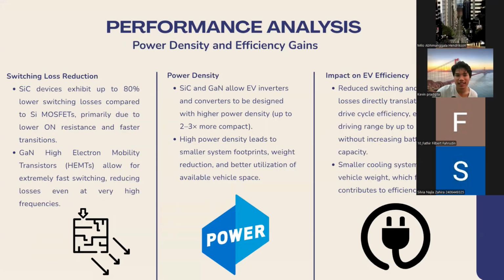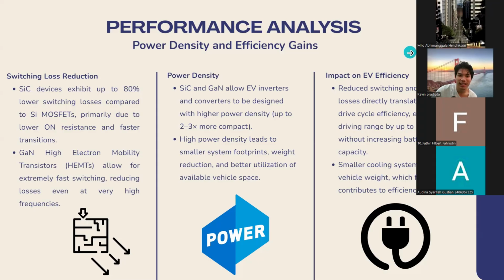Next, please. Performance analysis, power density and efficiency gains. On the left side, we see switching loss reduction. SiC exhibits up to 80% lower switching losses compared to silicon MOSFETs. GaN high electron mobility transistors allow for extremely fast switching and reduced losses.